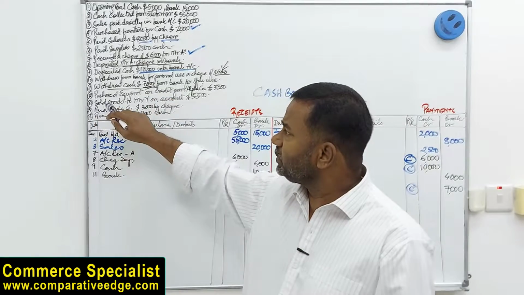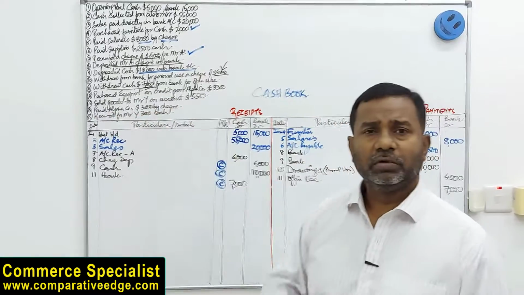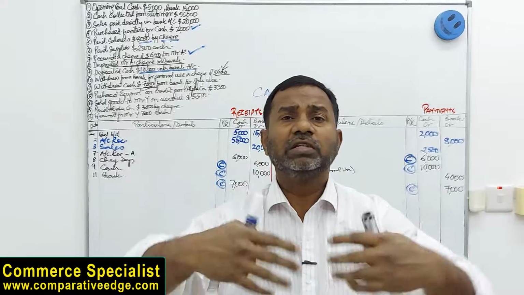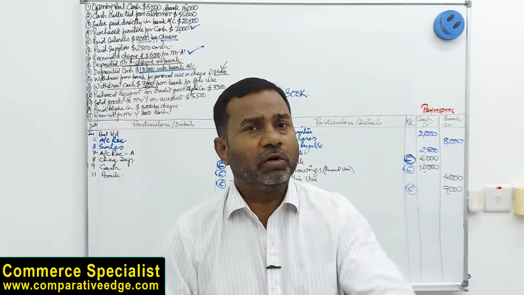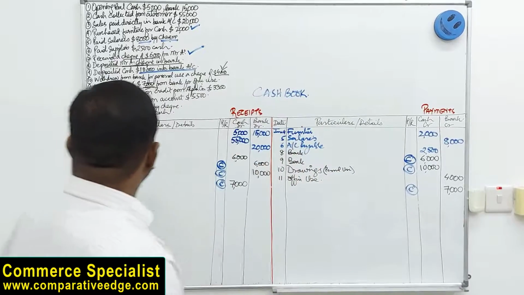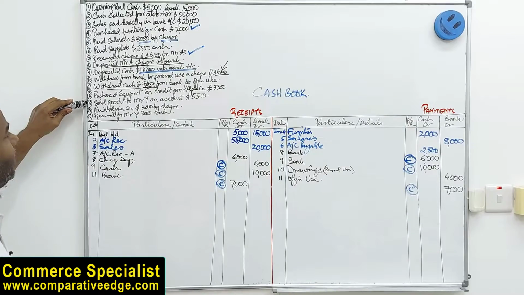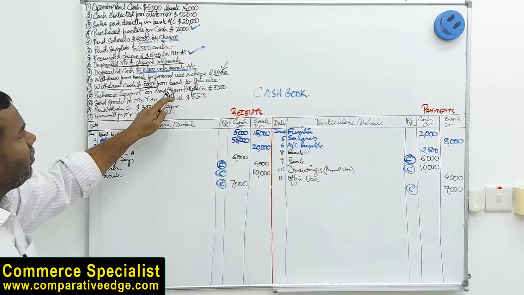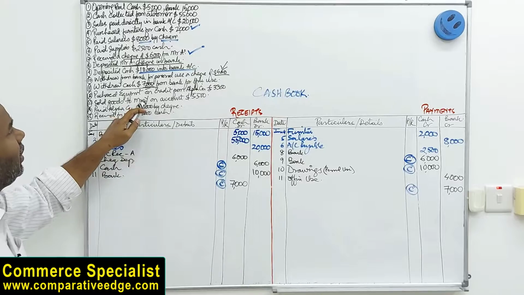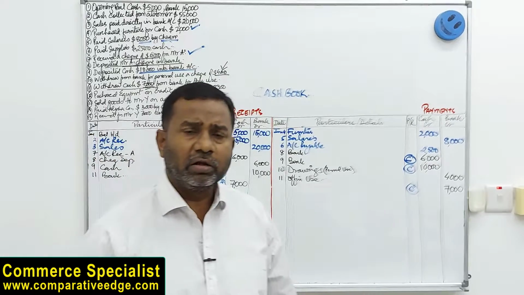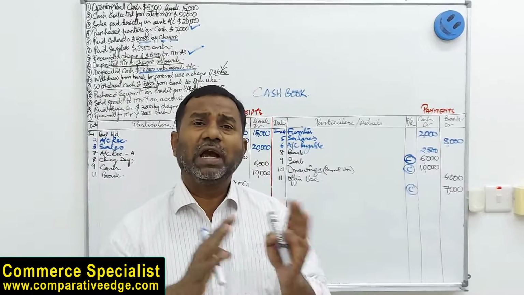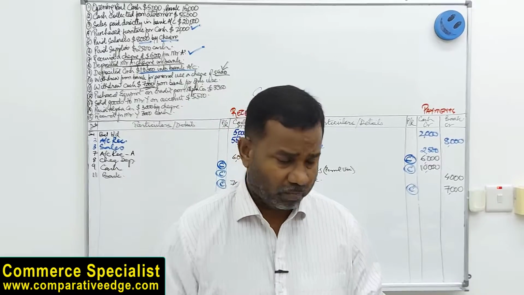Entry number 13, it says sold goods to Mr. Y on account. We are selling and selling on credit. We are not receiving cash, we are not receiving a check. So entry number 12 and 13. In 12 you're purchasing equipment on credit. In 13 you're selling Mr. Y goods on credit. Both will not be recorded because cash and checks are not involved.